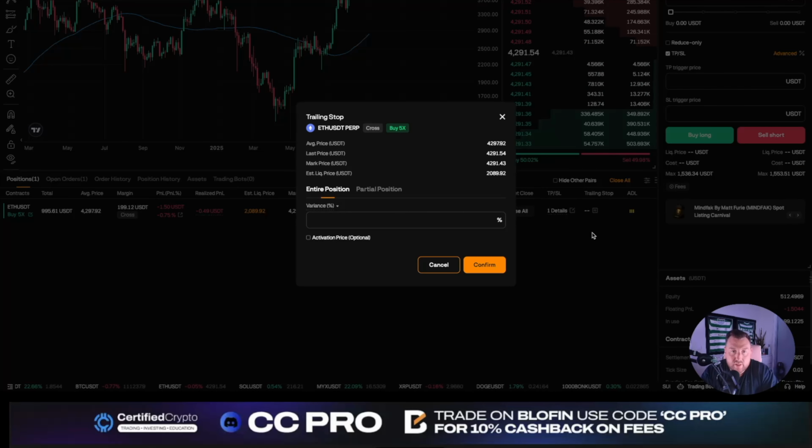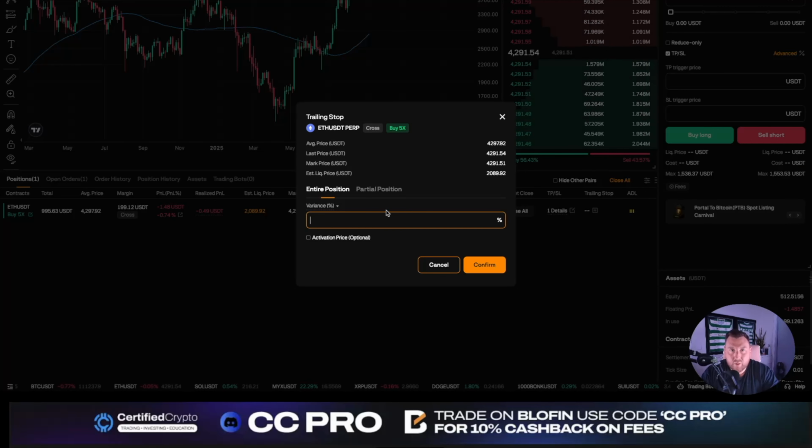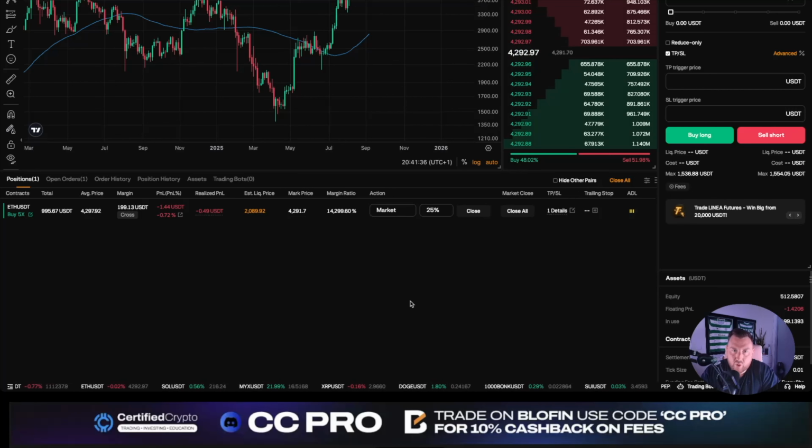You hit the trailing stop loss button, and then you select your percentage, and then it'll guide you through it. Obviously, we're in a loss right now. We've just entered the trade. We're not going to use this feature for this trade, but it does come in useful as price starts to move higher, and you maybe want to make sure that even if the market goes against you, you still capture some profit in the trade.